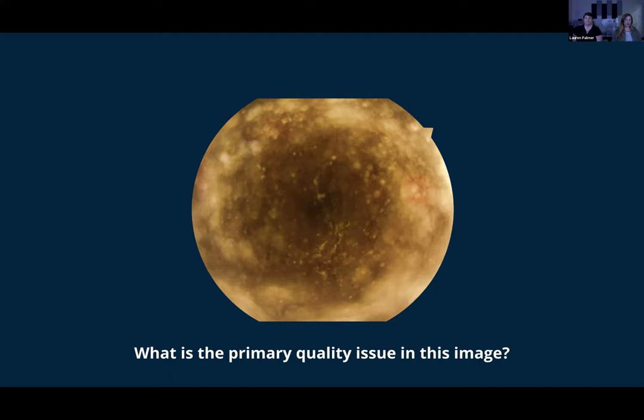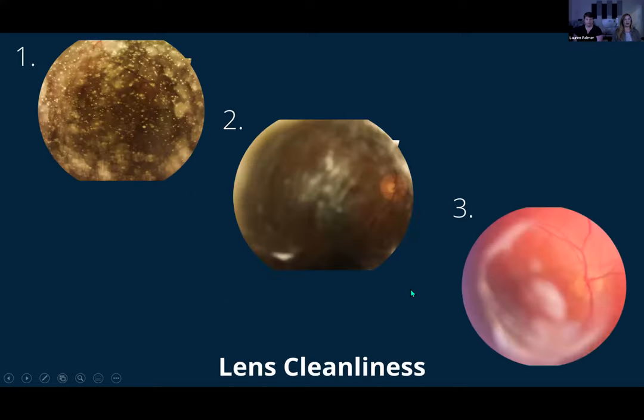So this one also looks like it was a little bit easier to identify. You are correct. This is lens artifacts. So you can see on the image, there's a lot of dust and debris on the lens, causing us to not be able to see almost any of the anatomy on the retina.